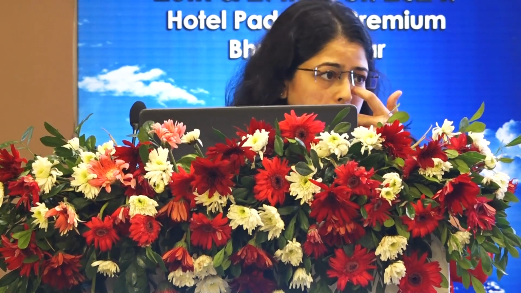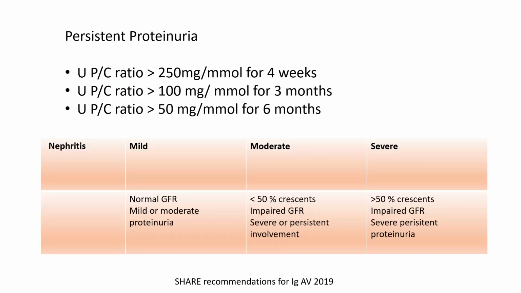As far as the management of IgA vasculitis nephritis in children is concerned, there are SHARE recommendations obviously, but initially we used to use the KDIGO recommendations. There are certain differences in the management according to SHARE and KDIGO. Based on the percentage, the duration and the severity of proteinuria, eGFR and the number of crescents, we classify the nephritis as mild, moderate and severe, as is seen here.